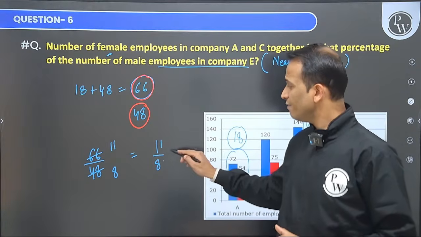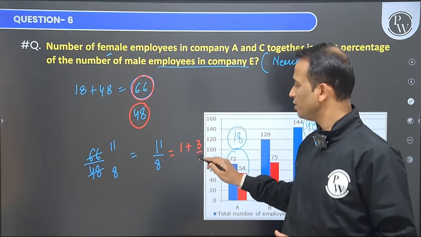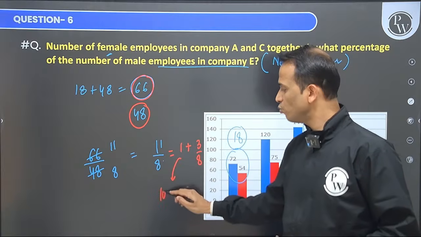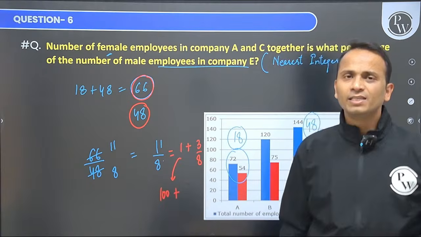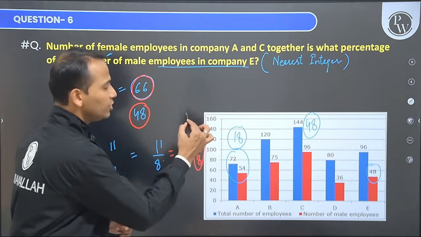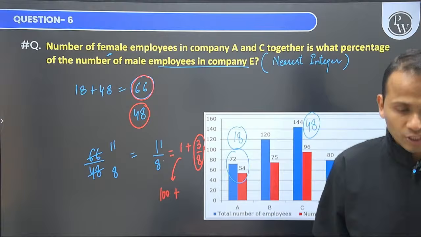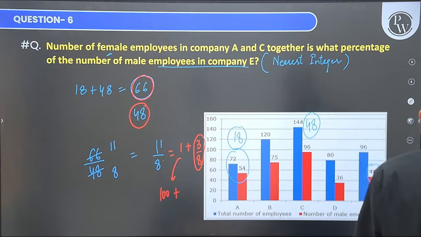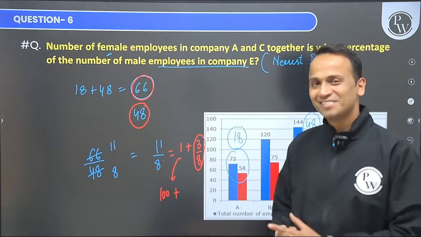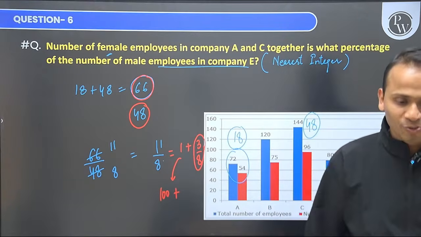Okay. Now 11 upon 8 can be written as 1 plus 3 upon 8. Now 1 in terms of percentage is 100, and give me the percentage equivalent of 3 by 8. Come on, Atharv, this is what I'm asking. What is wrong here? I'm asking you guys.